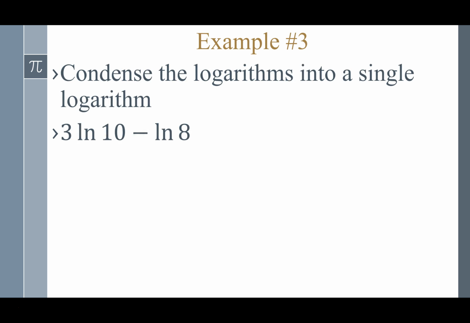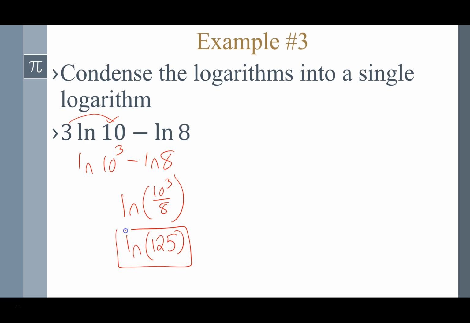Condensing and expanding is still the same rules with the natural log as it is with regular logarithms. The number in front becomes the exponent, so this becomes ln of 10 cubed. If we're subtracting, that's still the same thing as dividing the insides. So 10 cubed over 8, which since these are numbers, we can evaluate 10 cubed as 1,000, and 1,000 divided by 8 is 125. So that's the condensed version of this natural log.